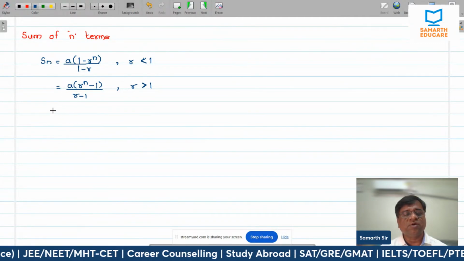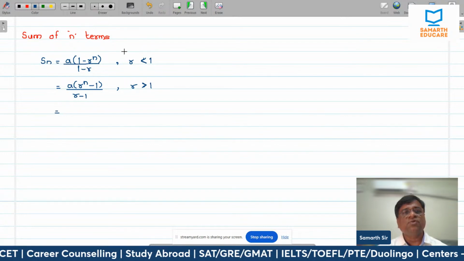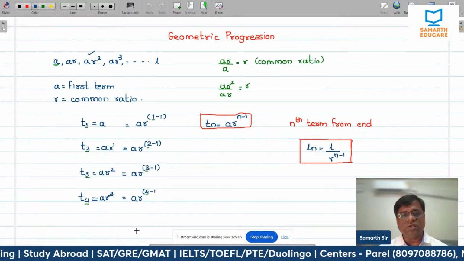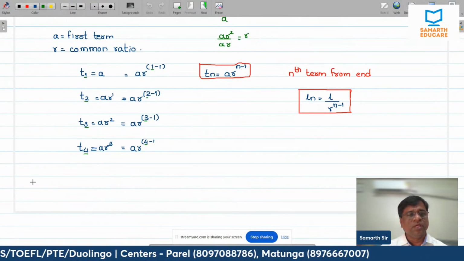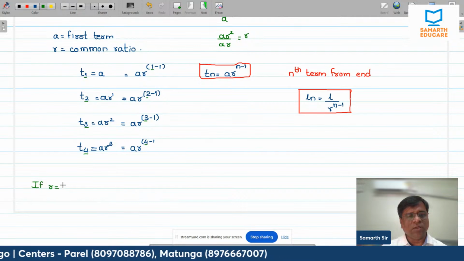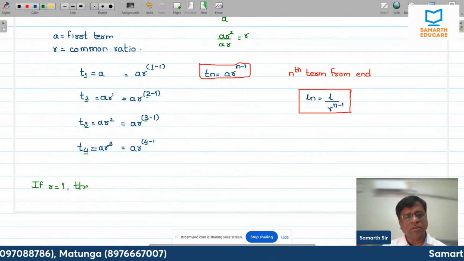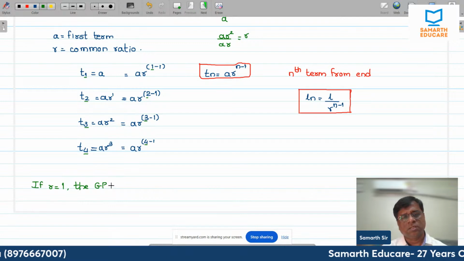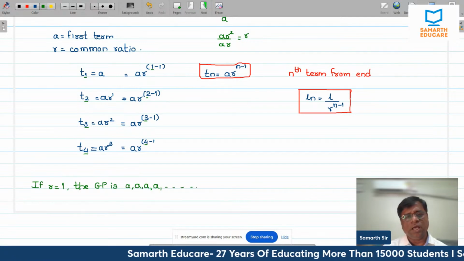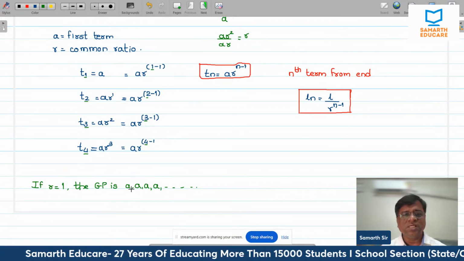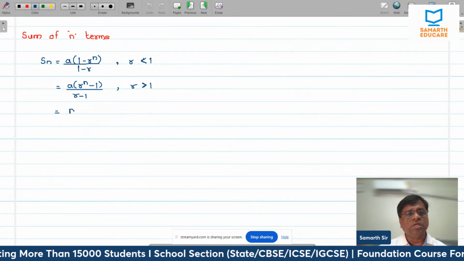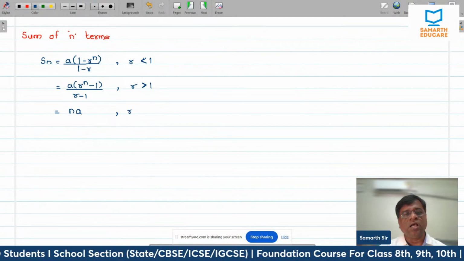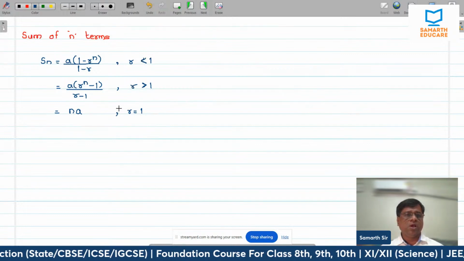So what if r is equal to 1? What if r is equal to 1? So here if r is equal to 1, what will happen? Let me show you. If r is equal to 1, the GP is a, a, a, and so on. It will remain as a, it will not change. Here you can see r is equal to 1, a upon a is 1. So in case r is equal to 1, the sum is given by n a.